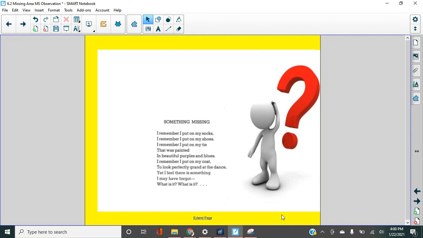Today we are going to figure out a missing side of a rectangle when we know the area. But let's get to that in a moment. Here's a little poem that is kind of the thinking that we're going to do today.